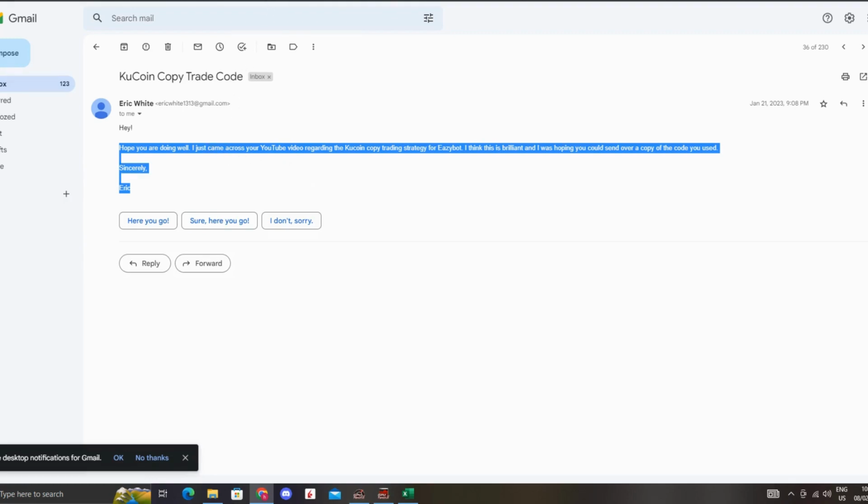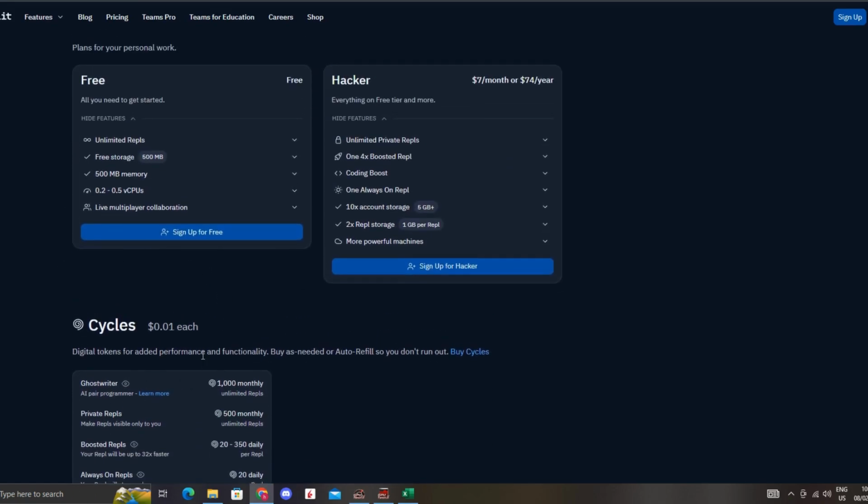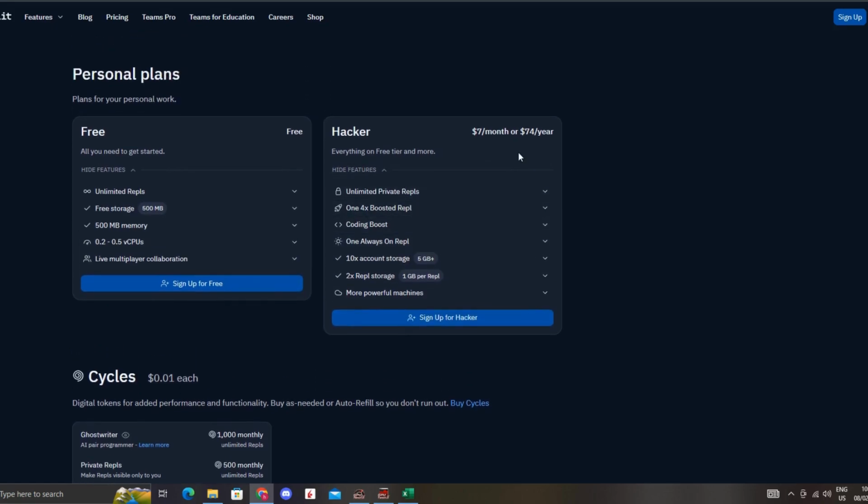Then you're going to take it to a website called Replit. This is where you can host it, and it will run the code 24/7, because you need to run this code 24/7, so that anytime Eazybot makes a trade, it will catch that trade, copy it, and put it into your margin account. There are two plans. There's the free plan, there's the cycle plan, which is a bit complicated. There's the hacker plan, which is easy. It's only $7 a month, and with Eazybot, you're definitely making more than $7 a month, so you're good there.